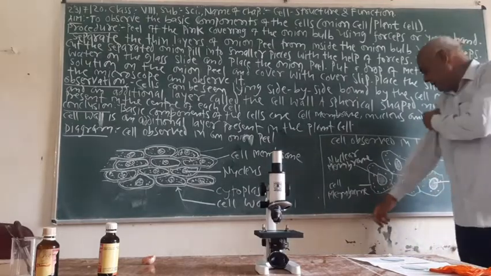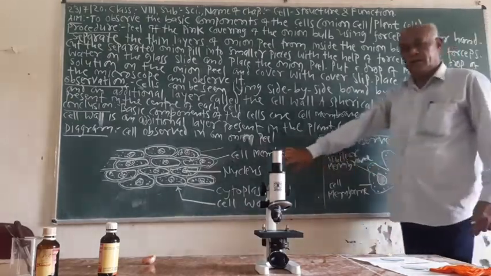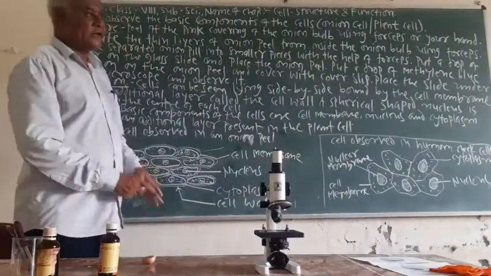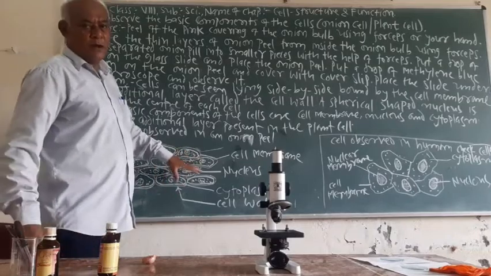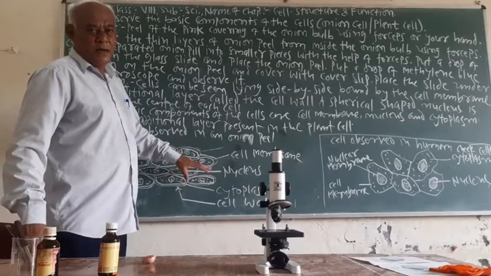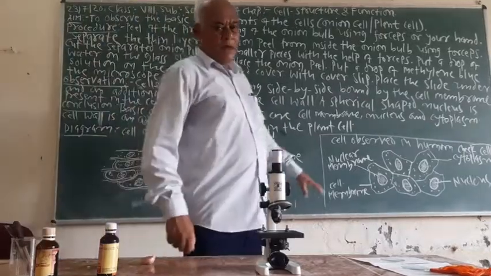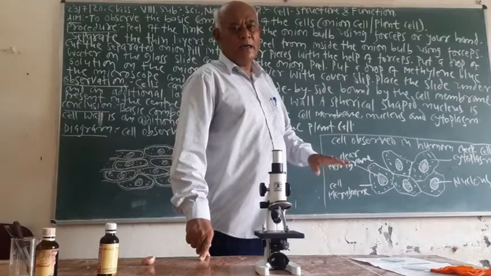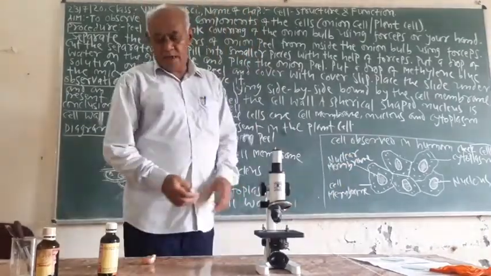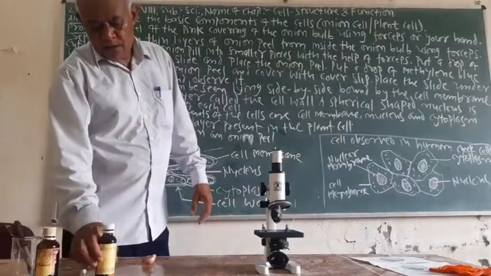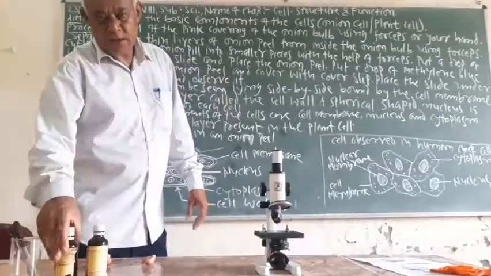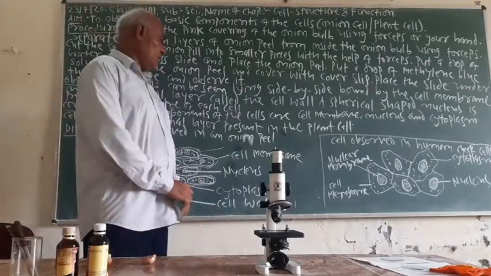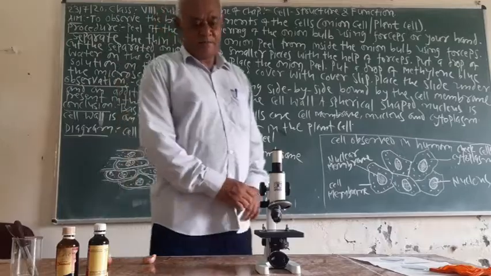So this is the basic difference between plant cell and animal cell. In plant cells, the cell wall is present as an outer covering of the cell. But in animal cells, the cell wall is absolutely absent. So today we learned to observe the plant cell and animal cell with the help of onion cell and cheek cell.